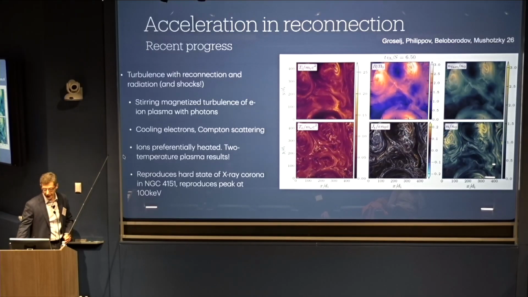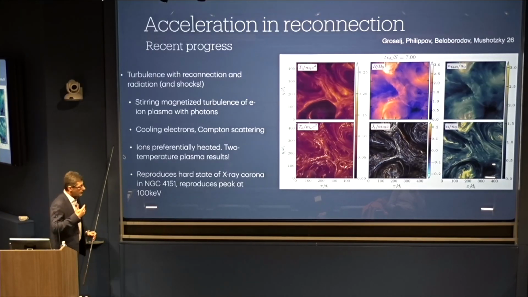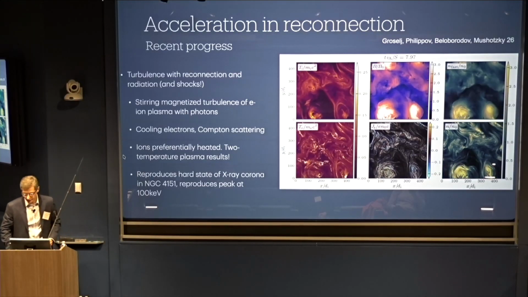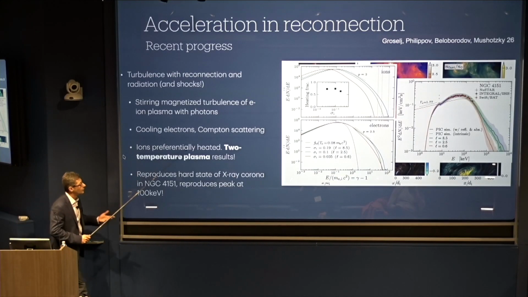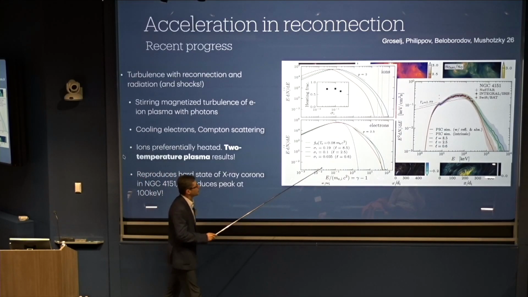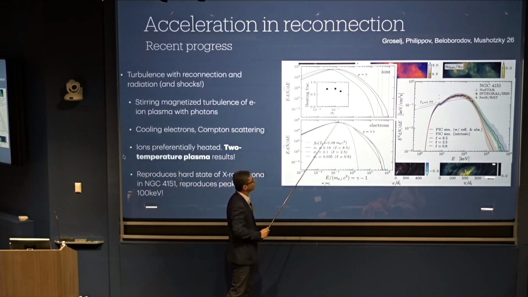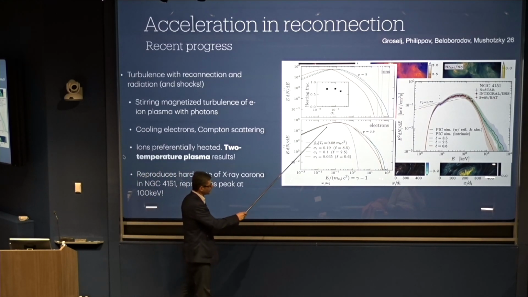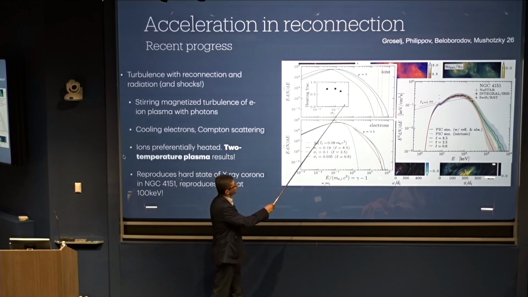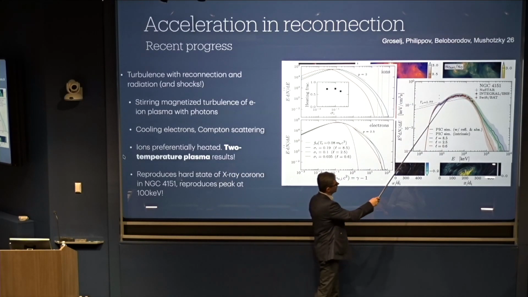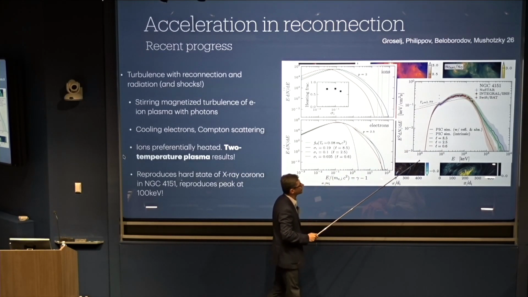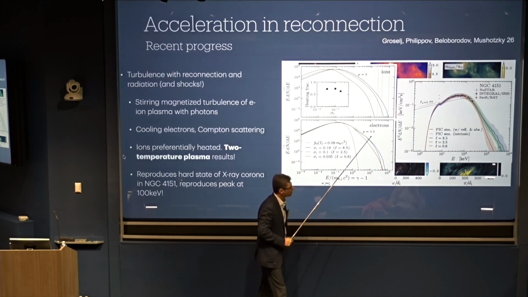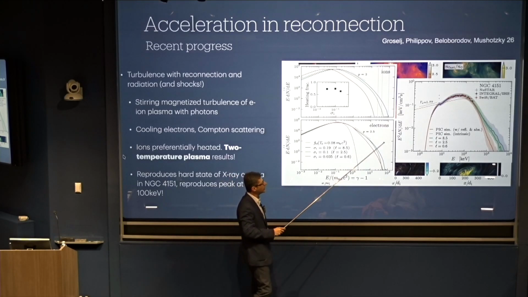What you see is that the particles not only relax to a thermal solution, but they also get a non-thermal power law. So there is a power law of electrons and a power law of the ions that is achieved. The peak results in a Compton upscattered peak at around 100 keV, which is very nice for explaining the high energy emission from accreting black holes, such as NGC 4151.